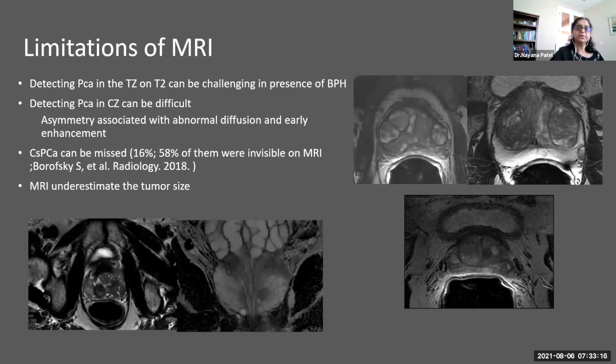Clinically significant prostate cancer can also be missed on multiparametric MRI, and some studies have found that some of these cancers are even invisible on MRI. We also know that the MRI underestimates the tumor size. That can be problematic in some cases, especially trying to select the patient for focal ablation treatment.